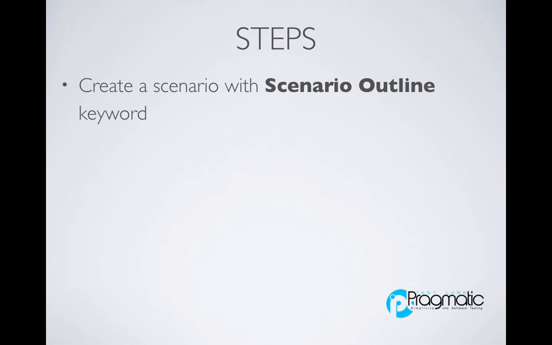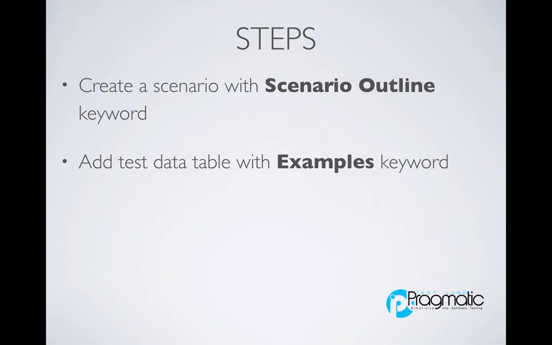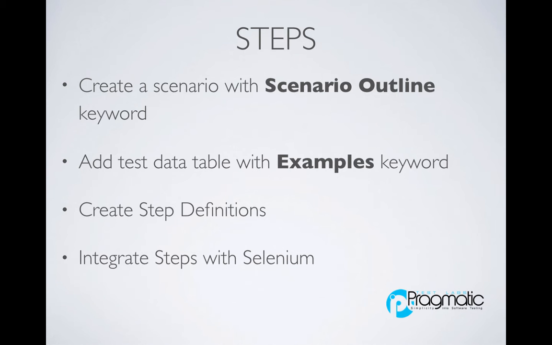The steps involved in this demonstration are creating a scenario with the scenario outline keyword instead of scenario, and then adding the test data table with the examples keyword in Gherkin. And then the next steps are more or less the same as in the previous video. Create the step definitions and integrate the steps with Selenium Java code, and then finally run the test scenario.